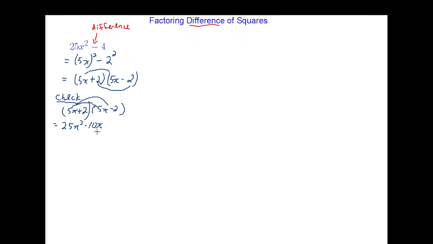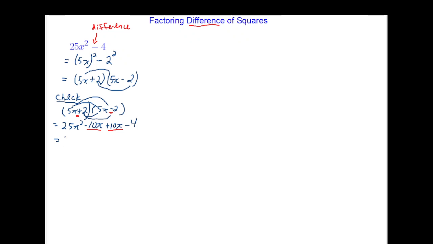And some of you might get a little worried here saying, oh, we don't have any x terms. What's going on? But here, when we take the 2 and multiply it by the 5x, we'll get a positive 10x. And then finally, 2 times negative 2 will give us that negative 4 that we started with. And the reason why we need a positive and a negative, a plus sign in one set of brackets and a minus sign in the other set of brackets, is so that these two terms here will add to 0 or kind of undo each other. So we have a negative 10x plus 10x. That gives us 0.